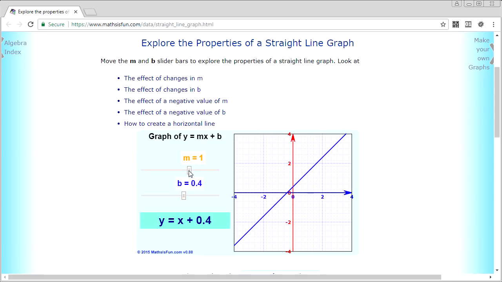So here, let's put b equal to 0. Here we've got the simplest line you can have, y is equal to x. And we can see here, if we increase x by 1, y is also going to increase by 1. Now, if we increase that slope to 2, we can now see that for every 1 increase in x, we're going to get 2 up in y. 1 over in x, 2 up in y. And that's the meaning of slope.